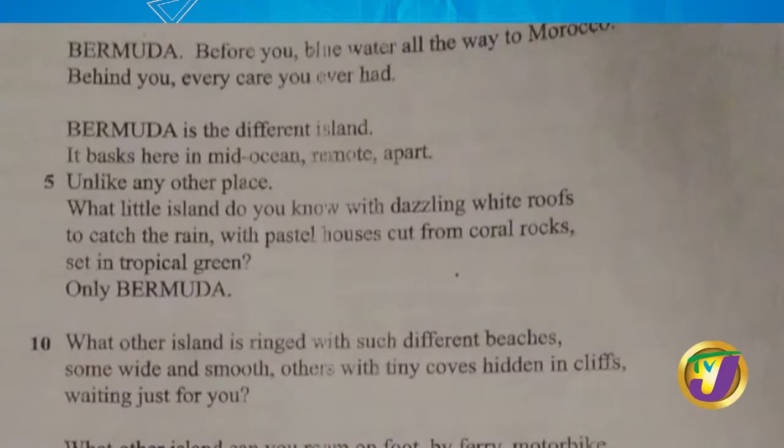Per se, it will vary from person to person. One should stand out more than the rest, and that one should be: the architectural structure of Bermudan houses is attractive. What is attractive to you might not be attractive to someone else.